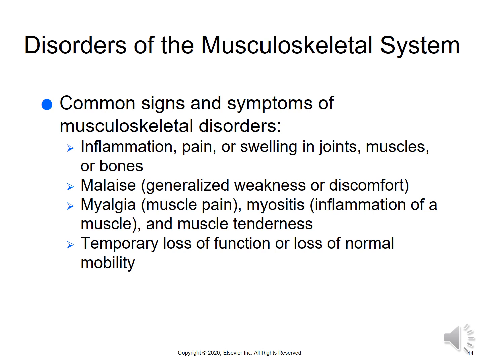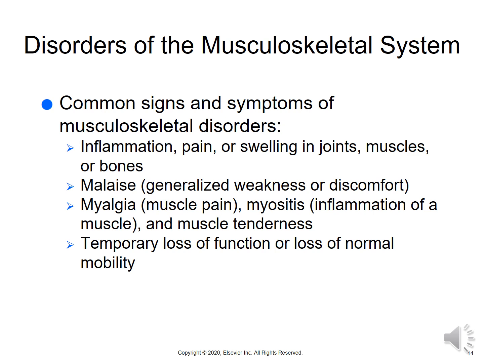So now I'm going to move on and talk about some common disorders of the musculoskeletal system. The skeleton, muscles and joints work together as a functional unit to move the body. Diseases of the musculoskeletal system often affect the ability to move with ease. Common signs and symptoms of musculoskeletal disorders include inflammation. Remember the signs of inflammation: redness, pain, swelling, and warmth, or just plain swelling in the joints, muscles, or bones.